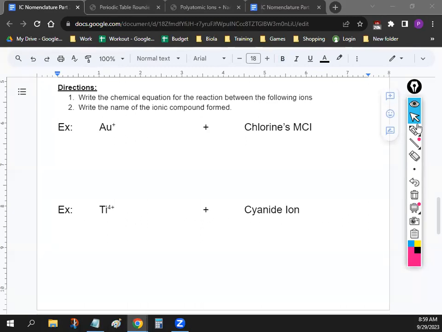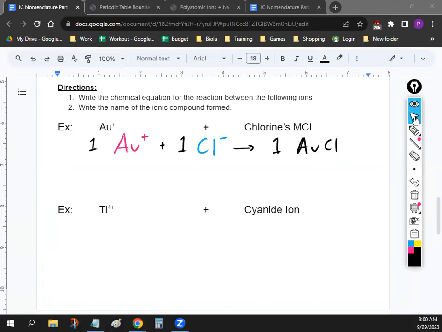All right, so for this one, should be pretty simple. You got Au positive 1, and you get chlorine's anion, which you should have got Cl minus. And since these guys are already balanced, just put a 1 in front of both of them. Draw your arrow, and that's going to make 1 AuCl. Any questions on the equation?